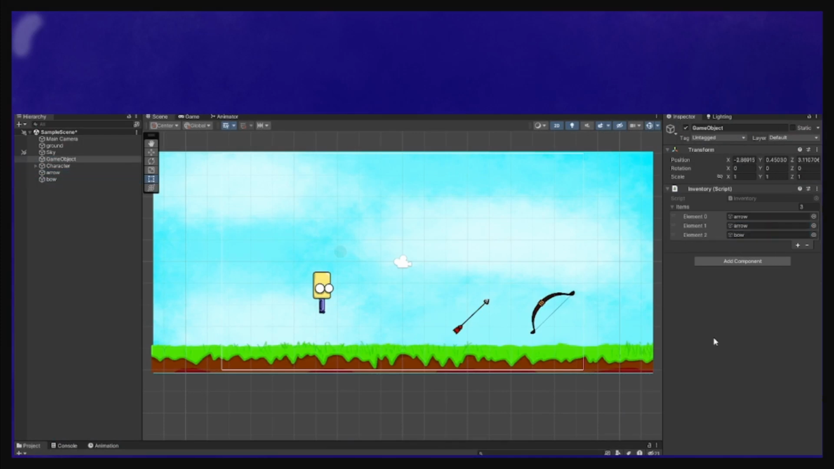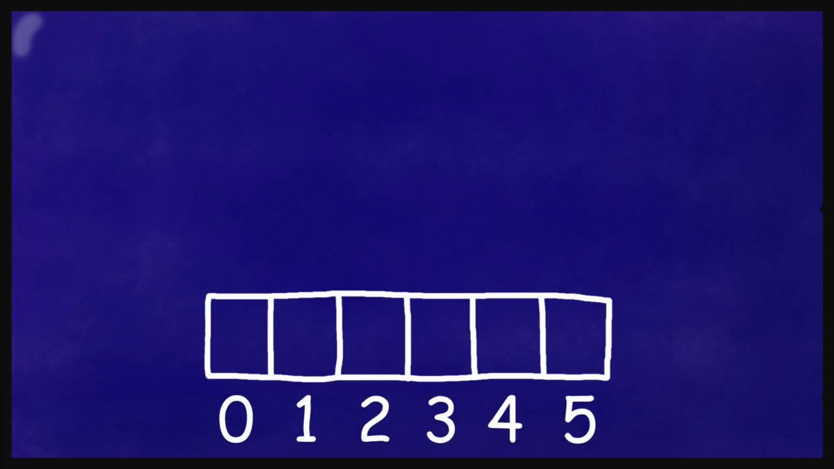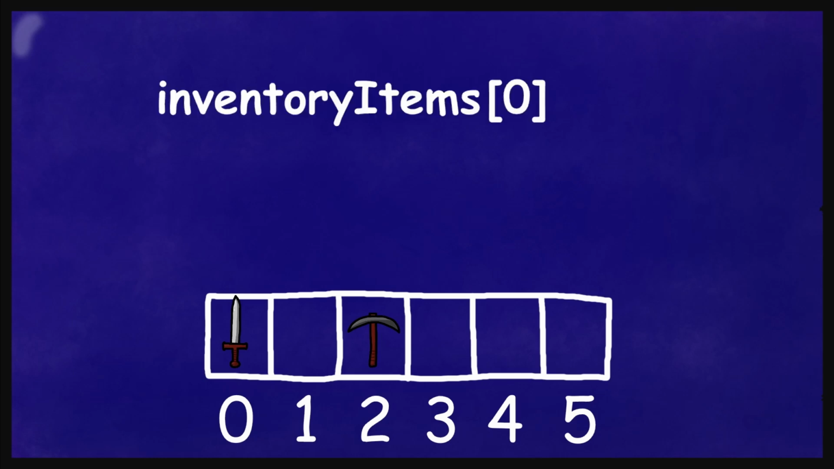Now let's talk about accessing and updating arrays. Each slot in an array has an index starting from 0. So in case we have this array with game objects, the sword will be in slot 0 and the pickaxe in slot 2. To access them in code, we will type the name of the array and in brackets we will type the index of the item.